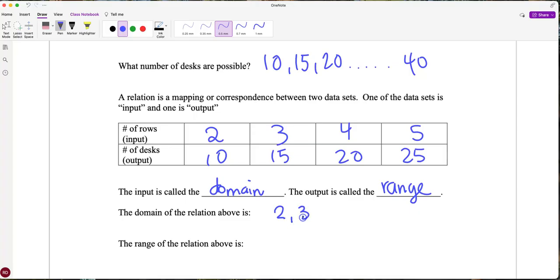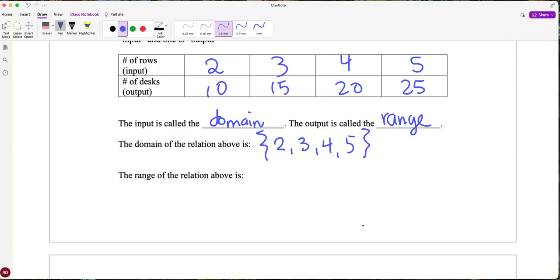2, 3, 4, and 5. So it's a set. You can write it with the curly brackets or not. I think it's okay. That's the domain of this relation. What's the range of this relation? 10, 15, 20, and 25. Okay. So the domain is always the set of inputs. The range is always the set of outputs.